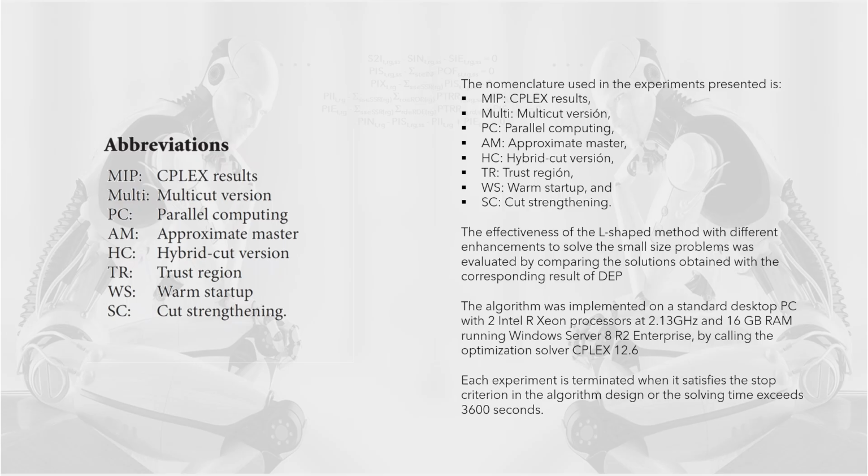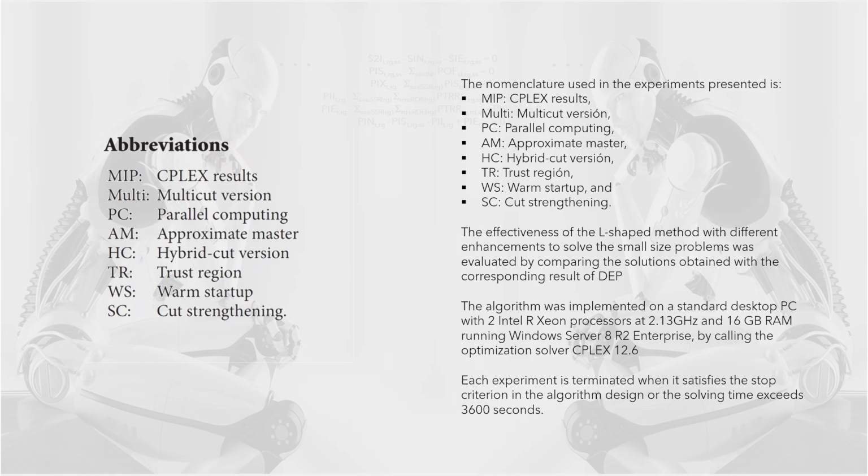The nomenclature used in the experiments presented is: MIP, CPLEX results; multi, multicut version; PC, parallel computing; AM, approximate master; HC, hybrid cut version; TR, trust region; WS, warm startup; and SC, cut strengthening. The effectiveness of the L-shaped method with different enhancements to solve the small size problems was evaluated by comparing the solutions obtained with the corresponding result of DEP.